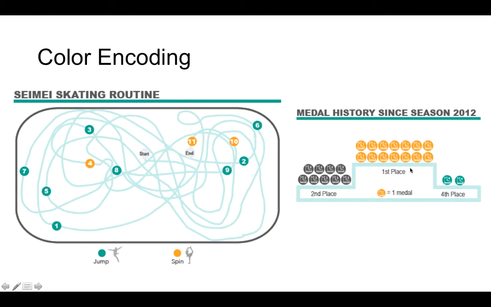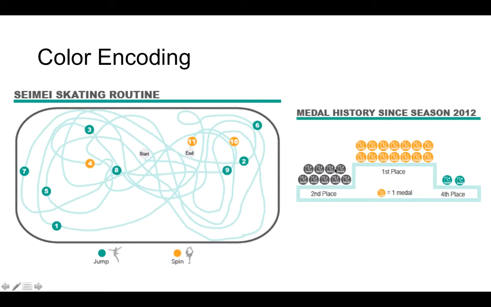In this number display, I also use color encoding to showcase the 3 kinds of medal, where the gold medal is represented by orange color, the silver medal is represented by the gray color, and the last medal is represented by color green.